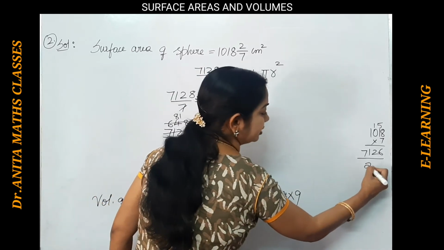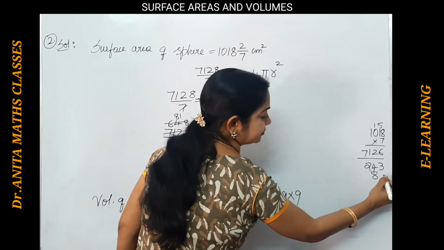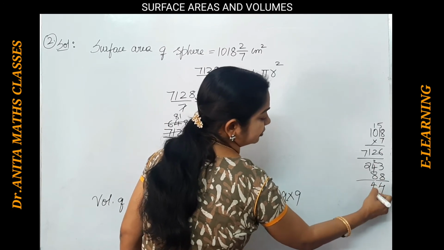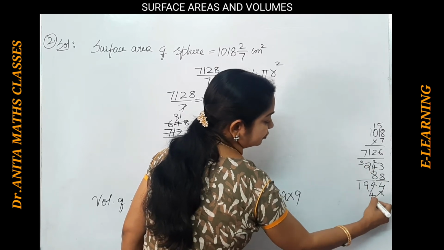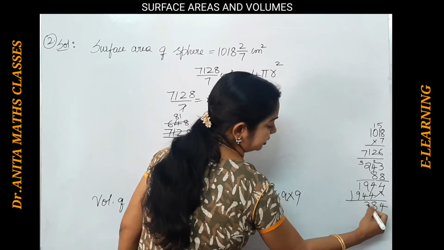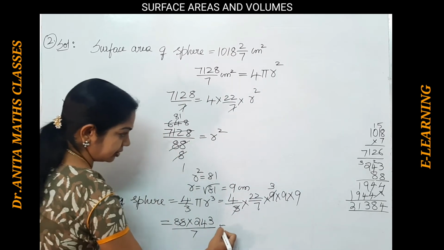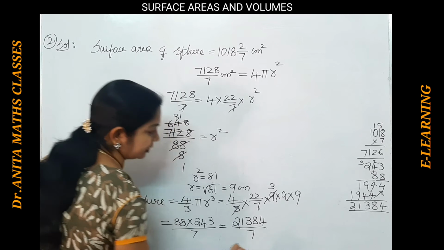So 243 we will multiply with 88. 8 3s is 24. 8 4s is 32, 34. 3. 8 2s 16, 19. So 4 4s 9 1. So 8. So here 21384. So that comes to 21384 divided by 7.